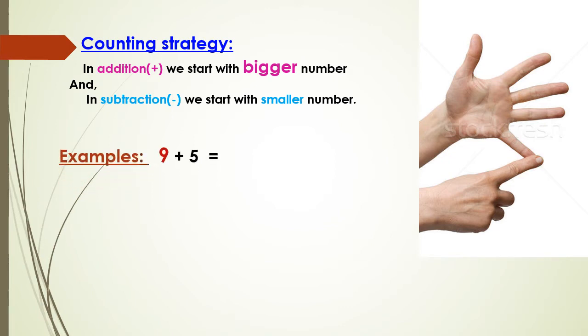Look here at the first example, 9 plus 5. Look carefully at the sign. It's a plus sign, which means addition. 9 and 5 in an addition sentence are called addends, while the result in an addition problem is called the sum.